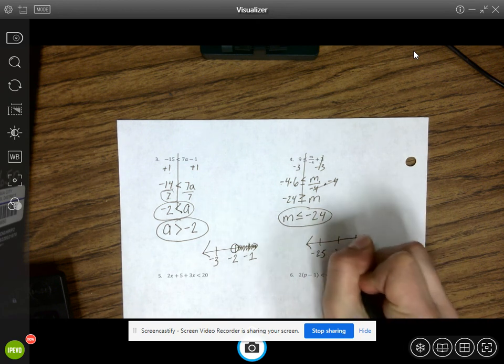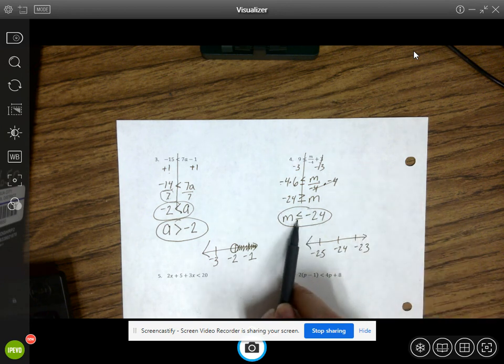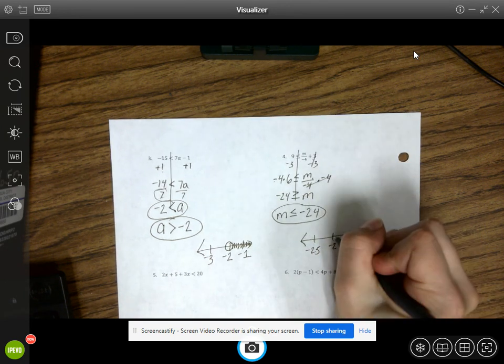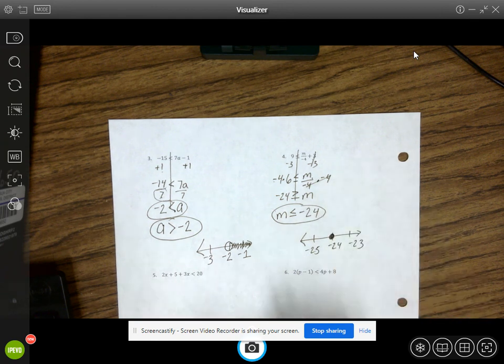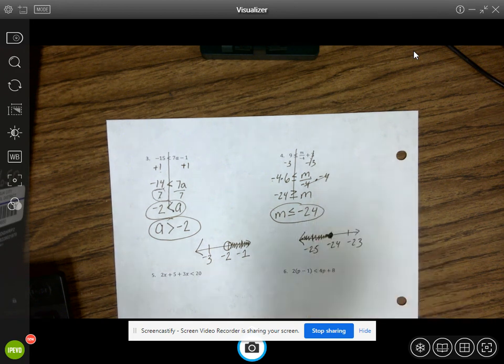Negative 25, negative 24, and negative 23. There's a line, which means closed circle. I want numbers less than or equal to negative 24. Less than goes to the left.